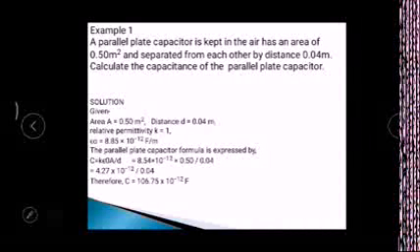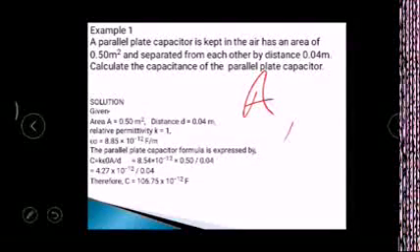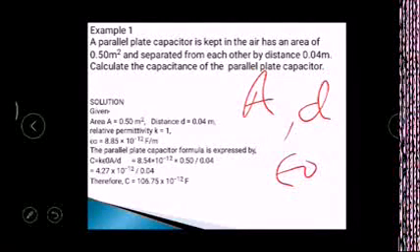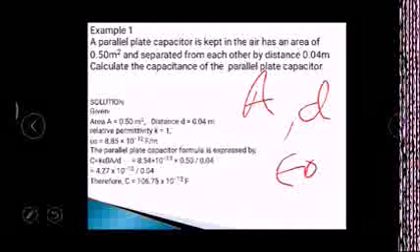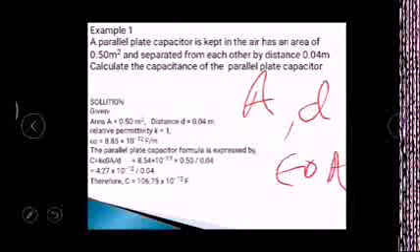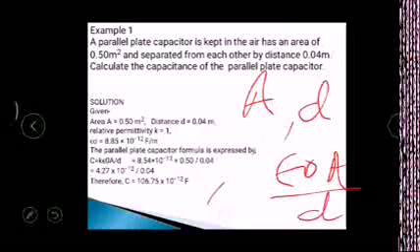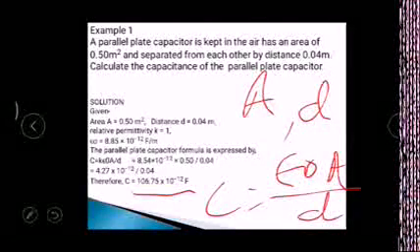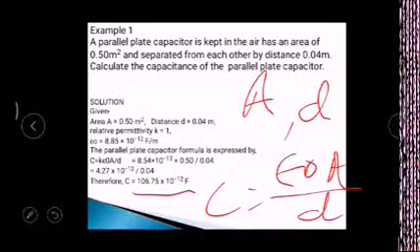So we are given plate area A, distance between the plates D, and vacuum is here, so we have to know the value of epsilon 0, which is 8.85 into 10 to the power minus 12. And when we know these values, we can use the formula epsilon 0 A over D to obtain the capacitance. So we place these values in the formula and we can obtain the value of capacitance, which is 106.75 picofarad. So in this way we can solve the problem.